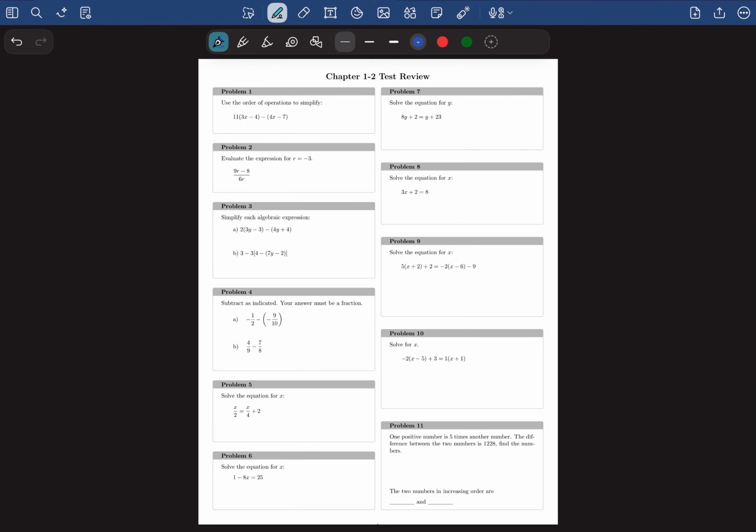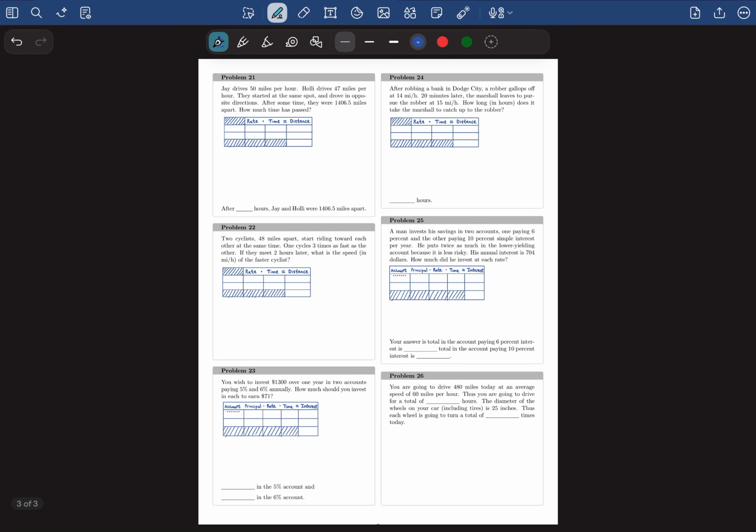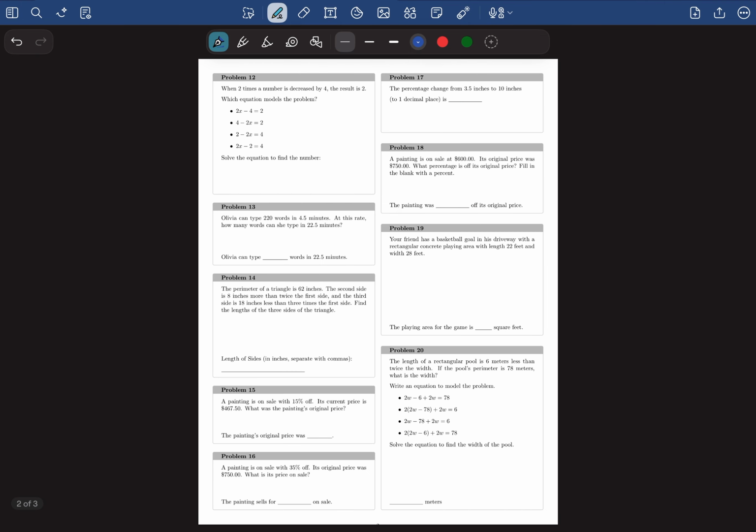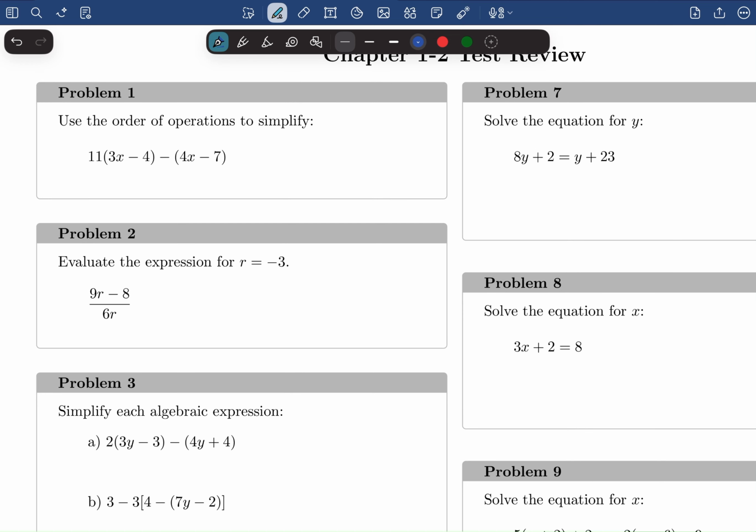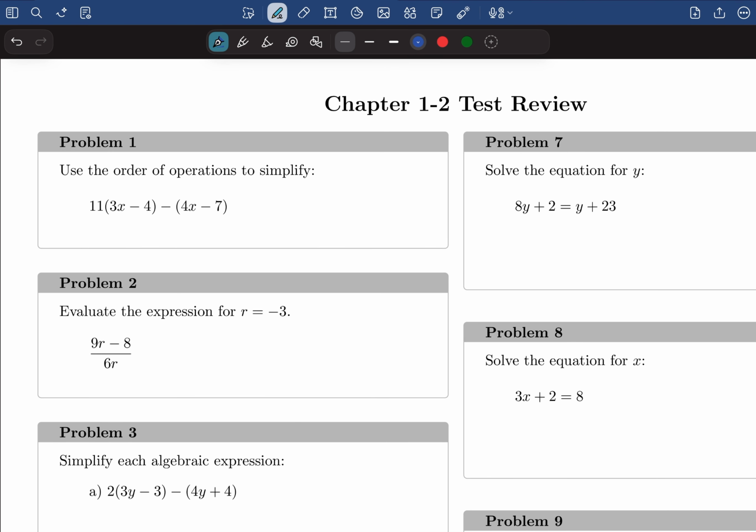This is the Chapter 1 and 2 test review, and I've put all of the problems that you'll have in your review assignment onto just a few pages here, and we're going to go through all of the problems, all 26 of them. I'm going to go pretty quickly, so focus on the problems you need help with.